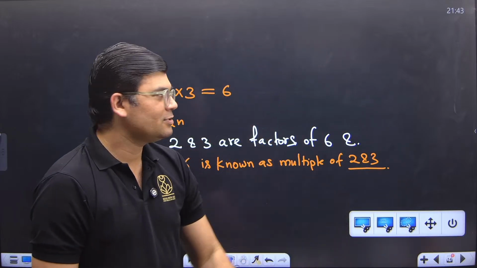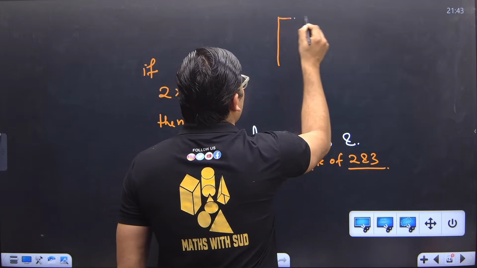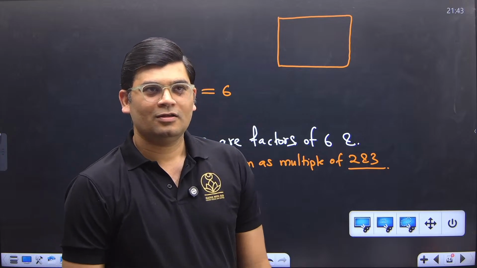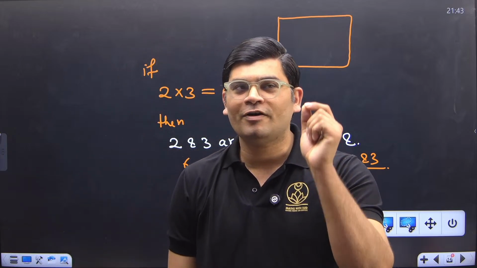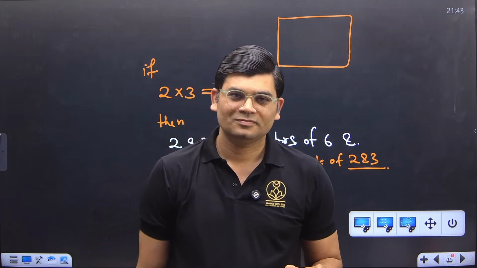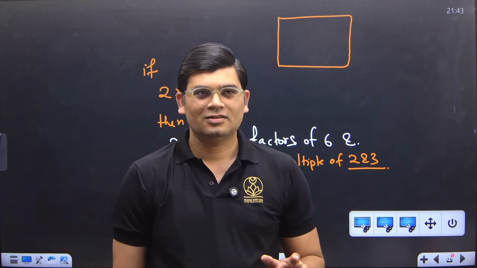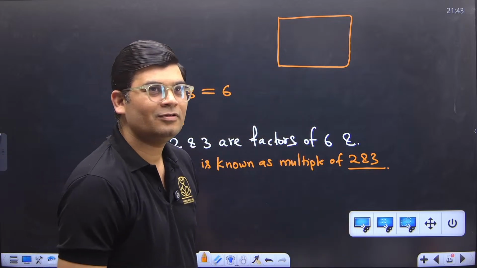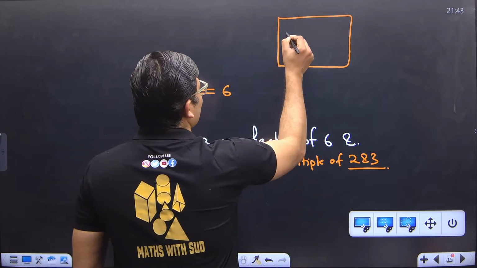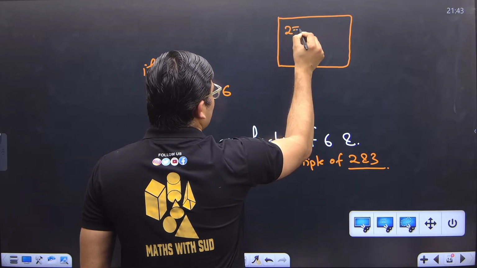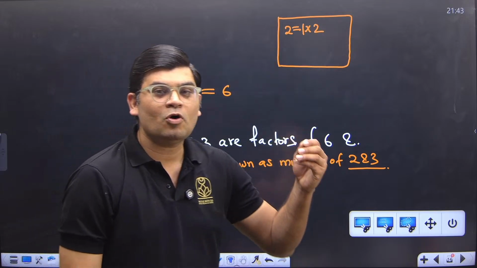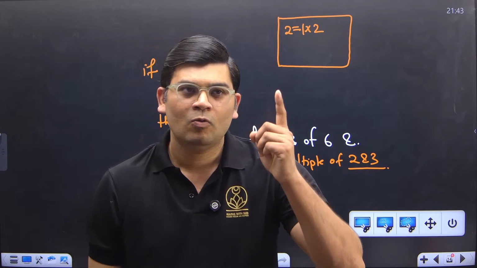Some basic facts. Tell me, what is the smallest factor of every number? What is the smallest number which can divide all the numbers? So it is 1. Very good. If I want to ask what are the factors of 2, I can write 1 into 2 is equal to 2. So you can see the smallest factor of a number is 1.